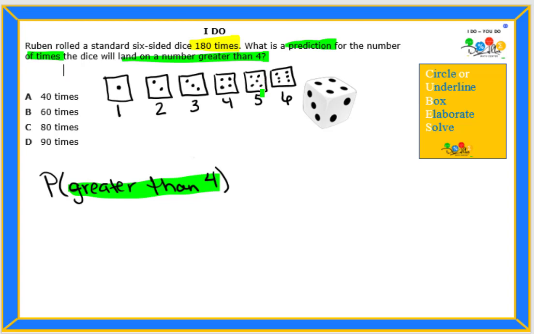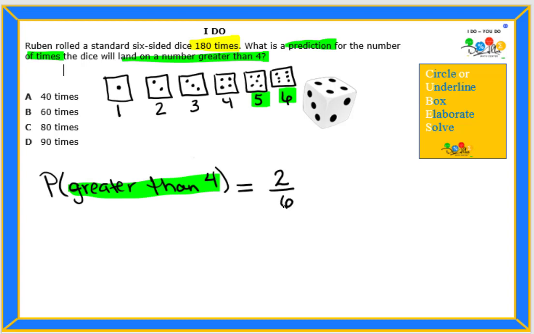We want greater than 4. So that would be the 5 and the 6. So the number of outcomes that are what we want, there are 2 of them. The 5 and the 6 are the 2 numbers that are greater than 4. And in the bottom, we put our total. So we know that we have all the outcomes here, and there were 6 total possibilities.